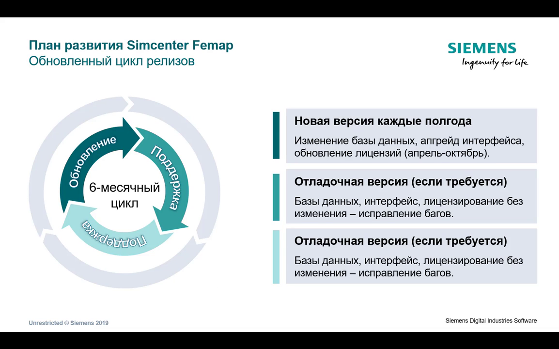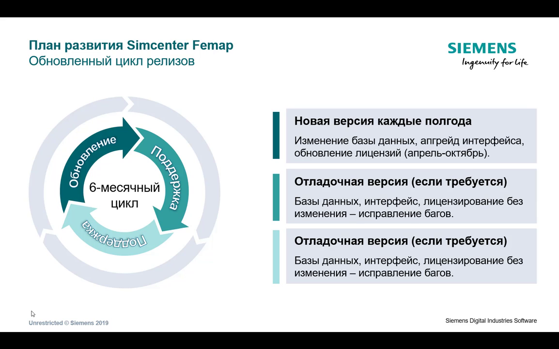Something to also talk about before we get into the features and functionalities of Femap 2020 is we have gone to a 6-month release cycle. So what you're going to get is a feature release every 6 months. This is going to include database changes, UI updates, including localization, also licensing updates. These will be planned for spring and fall, so April and October.